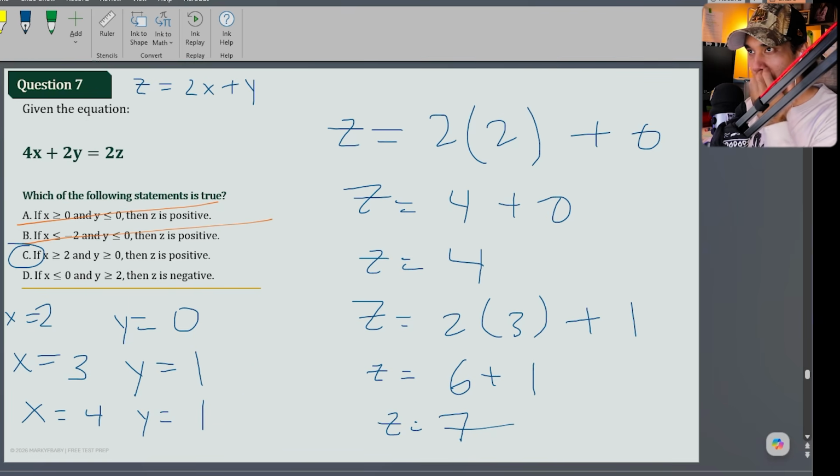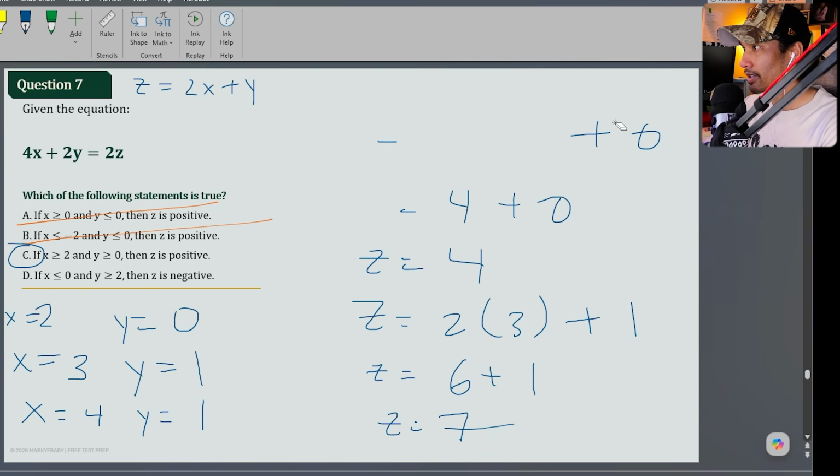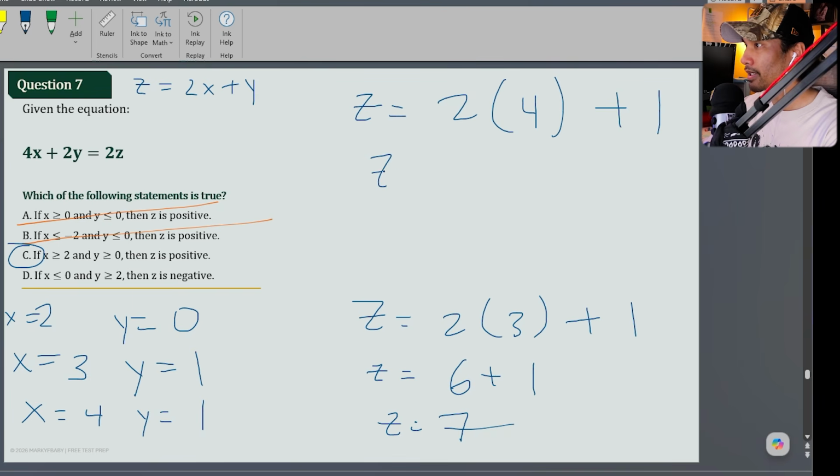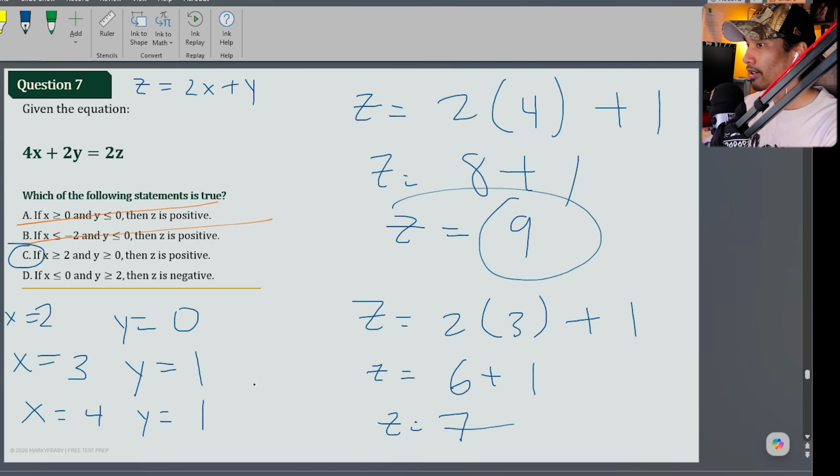Okay. So then we get, let me just erase this over here. And then I get z is equal to 2, and then 4 plus 1, z is equal to 8 plus 1, z is equal to 9. Okay. All right. That proves C.